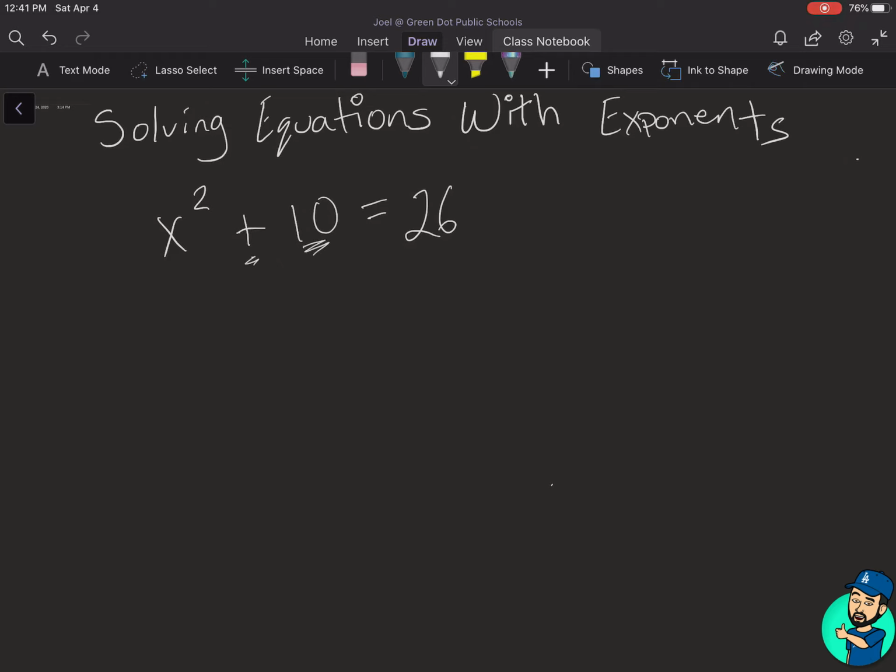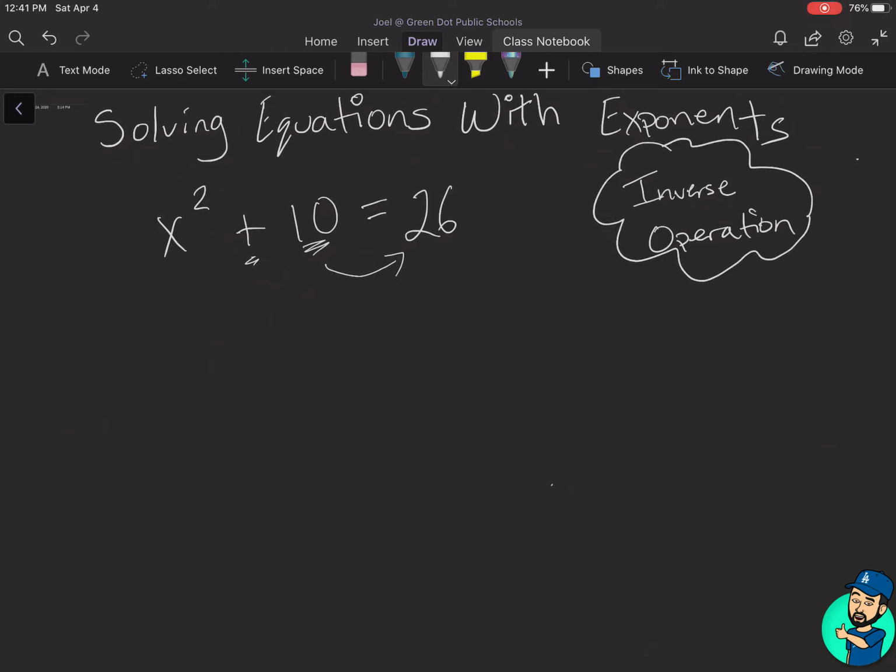I need to move this 10 to the other side of the equal sign. To do that, again, we need to use the inverse operation. Now, what is the inverse operation? It means the opposite operation. So if you're adding, the opposite of adding, subtracting. If you're multiplying, the opposite of that is dividing, and vice versa. So right here we're adding 10. The inverse operation of adding 10 is subtracting 10. You need to subtract 10 to both sides. Now what that does, it gets rid of this 10. So that's why we're moving it to the side.